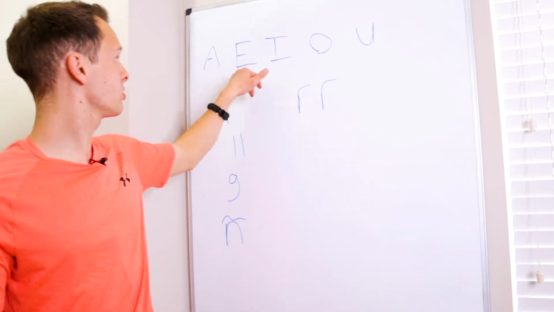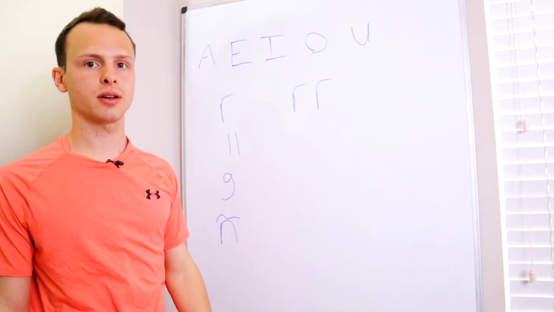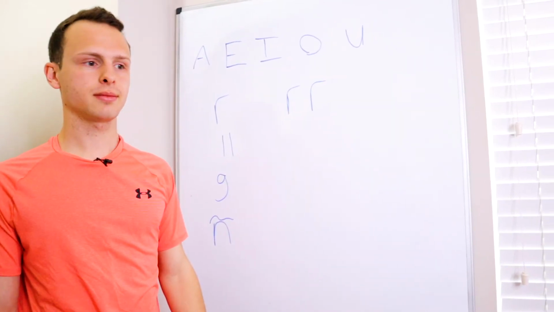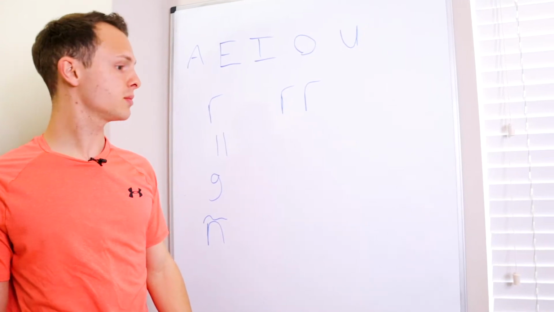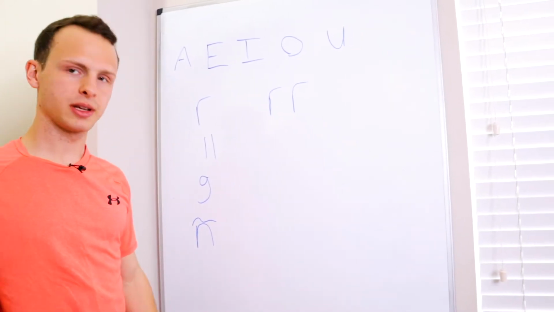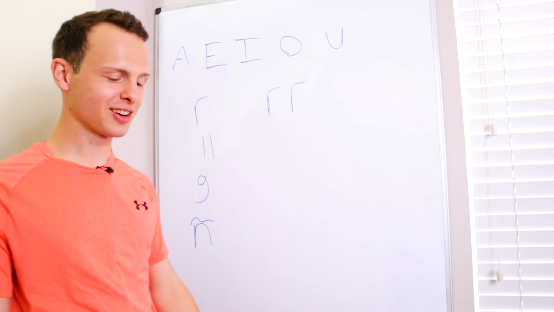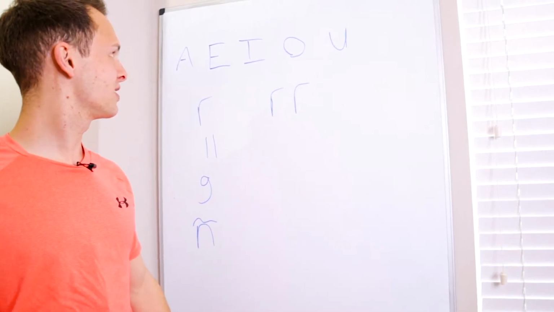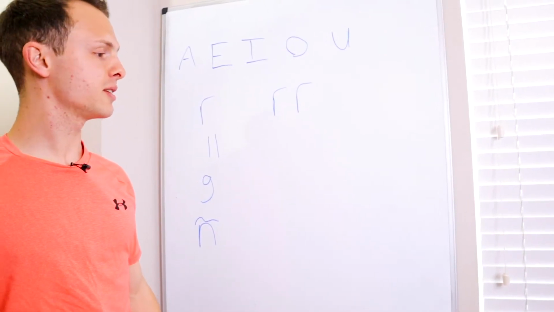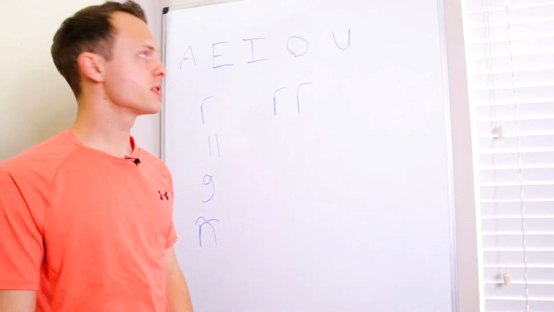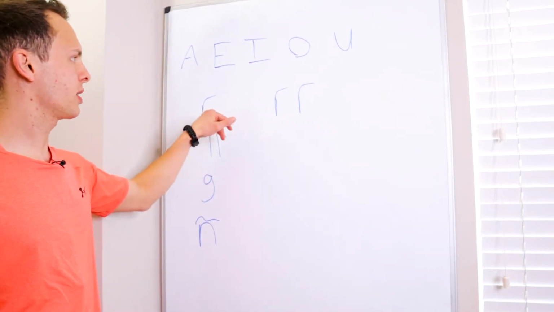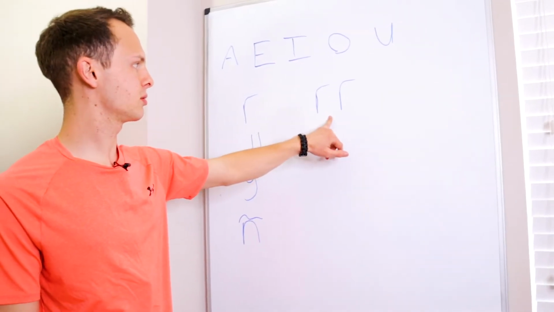So Andrea, could you just do that real quick? A, E, I, O, U. Do it one more time because Mila decided to start crying. Okay. A, E, I, O, U. There you go.